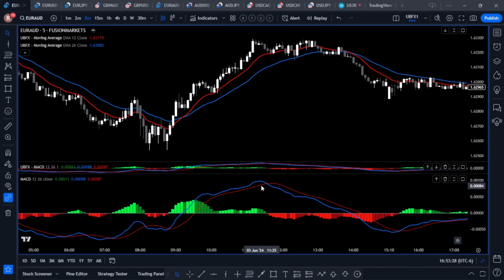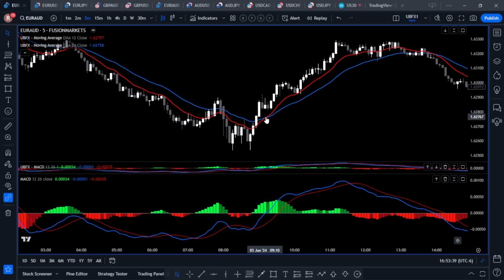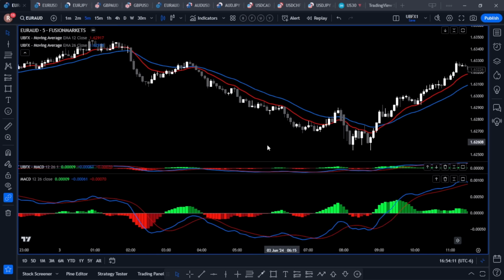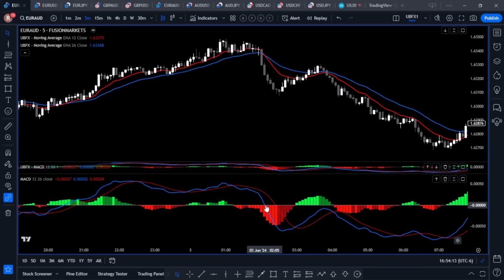Where we have the MACD line and the signal line touching each other, there is no separation, so it'll be at 0. And the same thing with the moving averages. If we have these two moving averages together, the MACD will be at its 0 line. So when we have the MACD line above the 0 line, we have a moving average uptrend. When we have the MACD line dropping below the 0 line, we have a moving average downtrend.